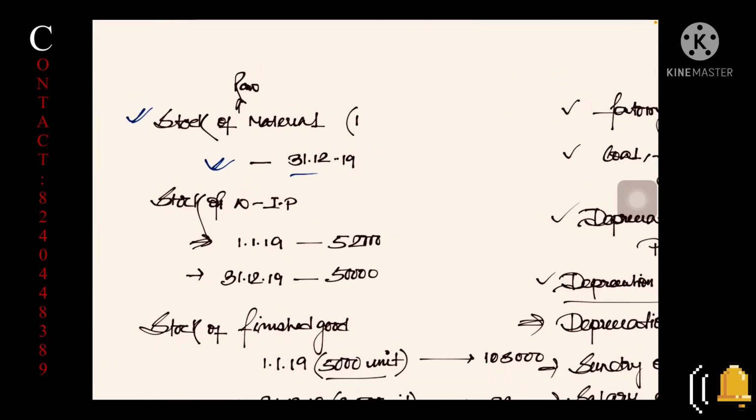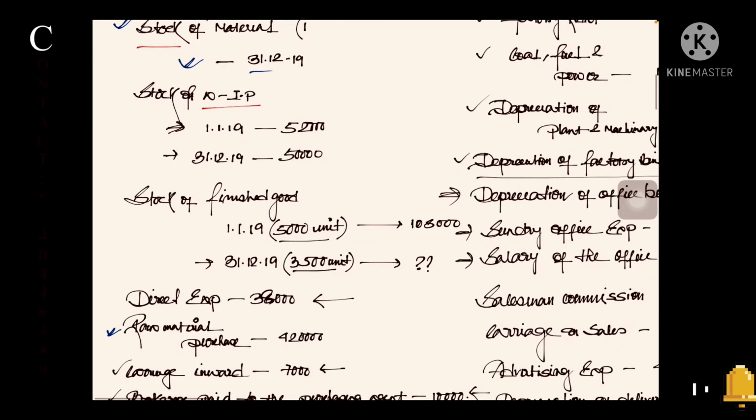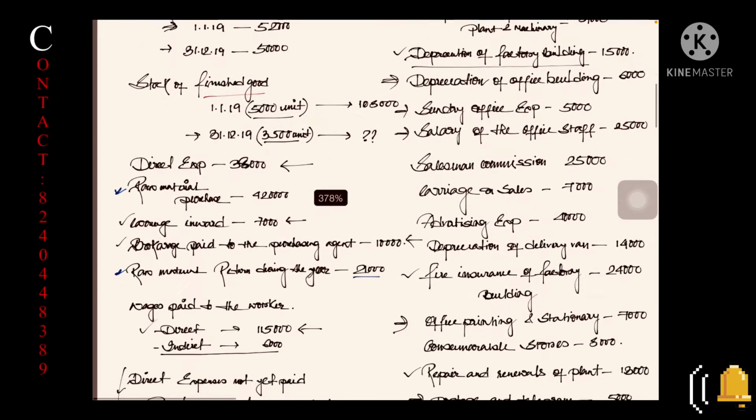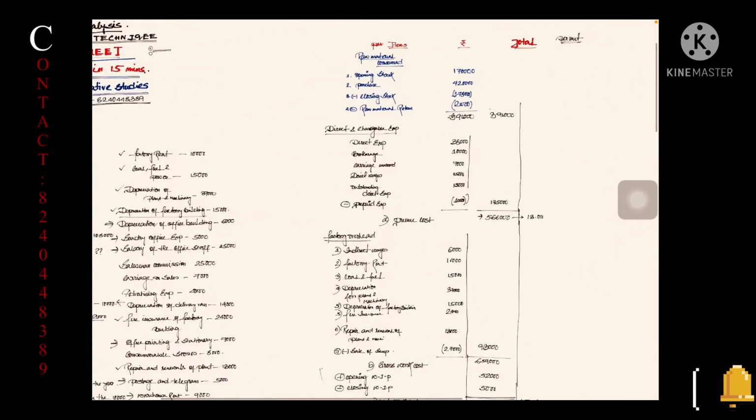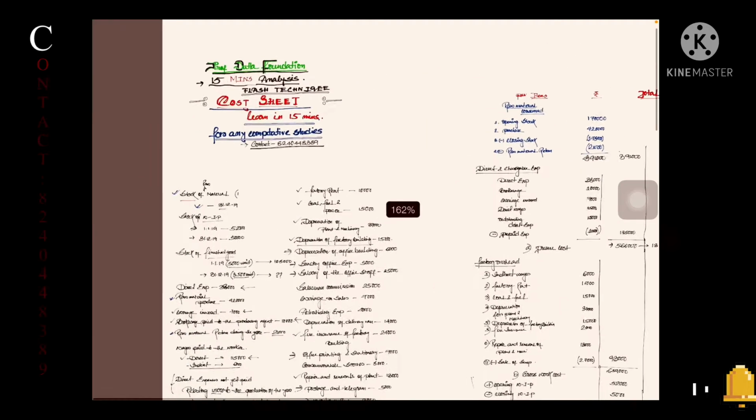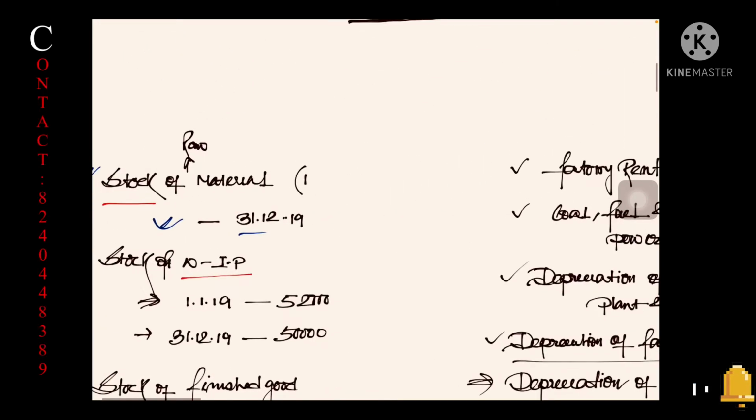Now in this question you are given various information like stock of material, opening and closing debt, work in progress, finished goods, direct expenses and so many others. I would just like to remind everyone that 1,70,000 is the stock of material for the opening debt and for the closing debt it is 1,78,000.